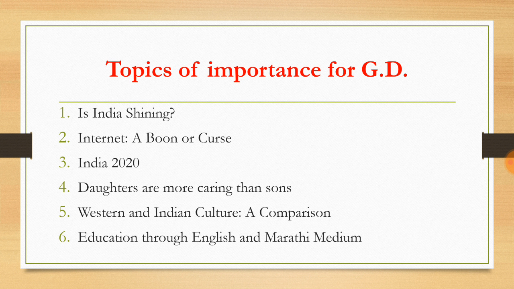The second topic is internet, a boon or curse. The people who go for this topic will think that yes, the internet is a boon. They will defend their views with the help the internet gives them. The people who go with curse, against the topic, will elaborate the negative sides, demerits, or disadvantages of the internet for the generation, for human beings. India 2020 is very parallel to is India shining.